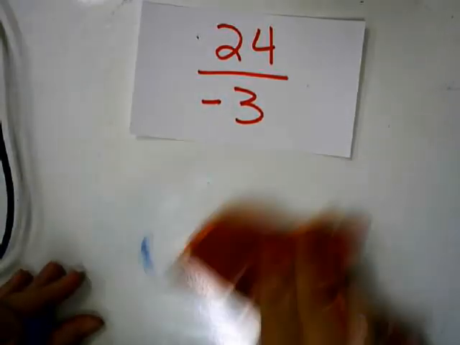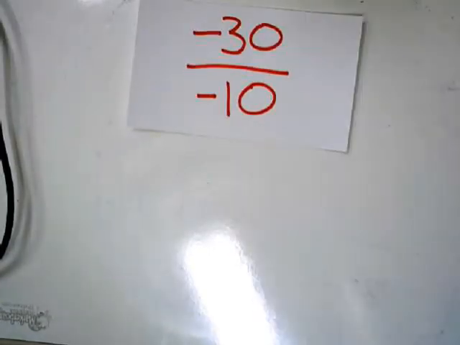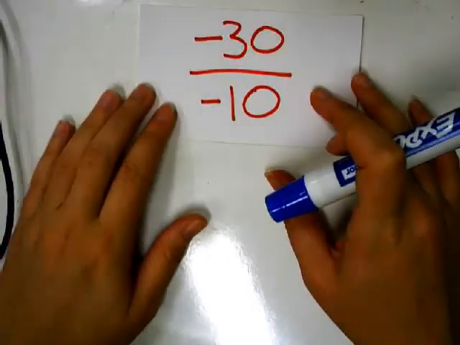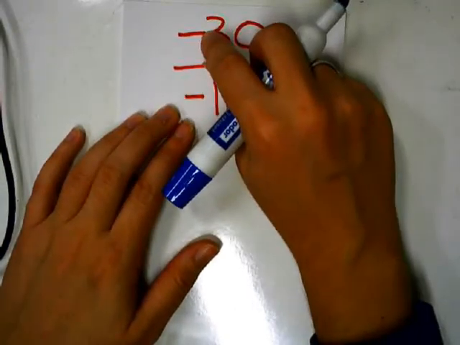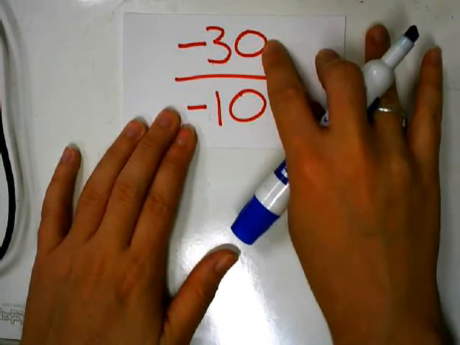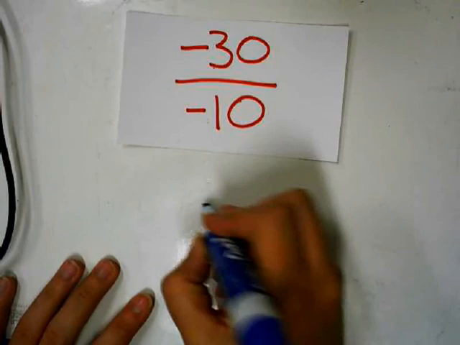And one last example here really fast, guys. Negative 30 divided by negative 10. And again, your symbols are the same. So negative divided by negative is going to be a positive answer, and 30 divided by 10 is 3.